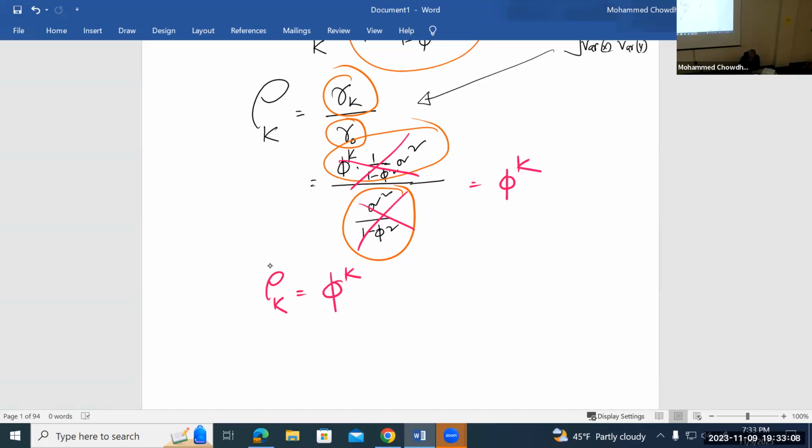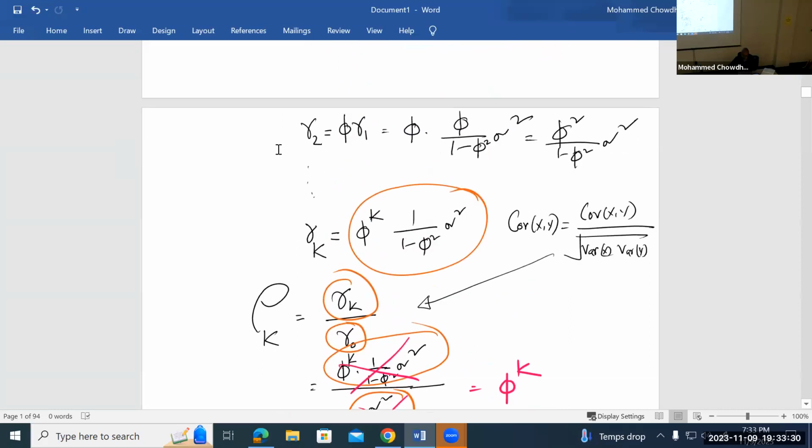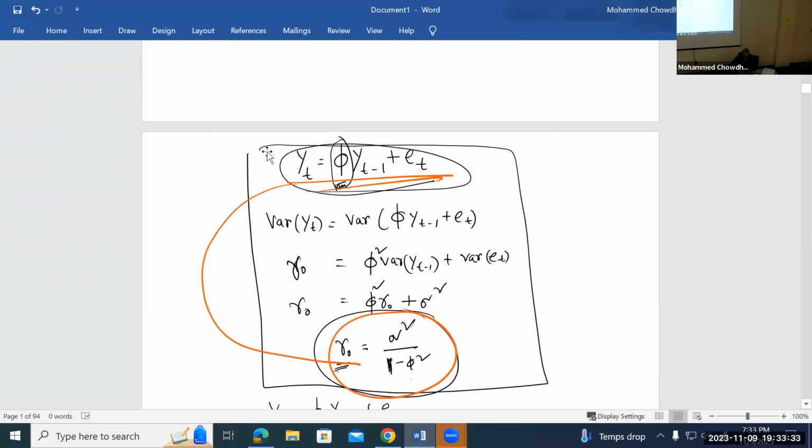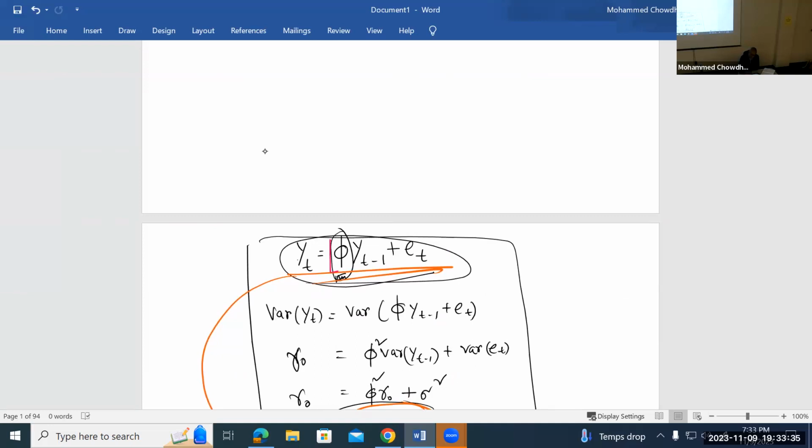So what does this mean? If I plug in 1, so that means this 1, and this is what? Correlation. Correlation of what? Correlation of y_t and y_{t-1}. That means in this model you have y_t and y_{t-1}. This is the correlation of these two, and then you can predict.